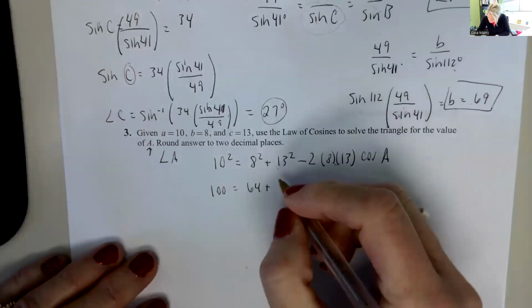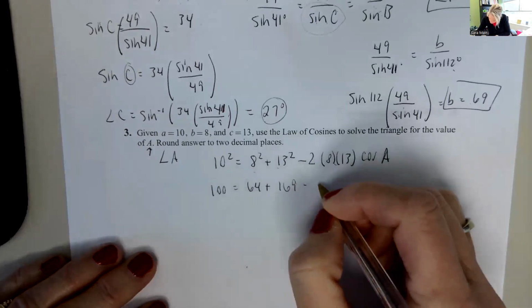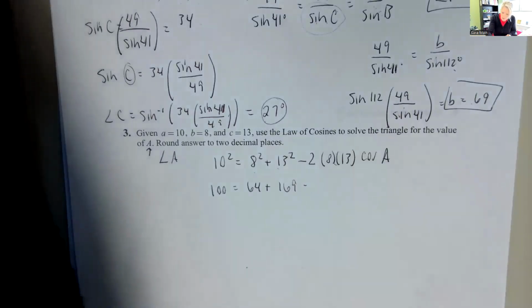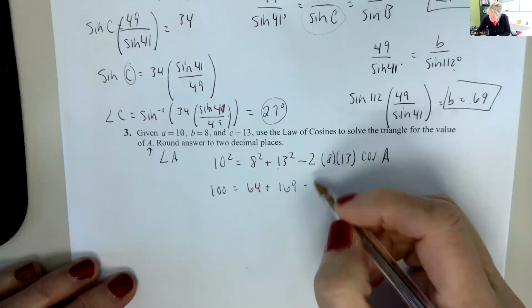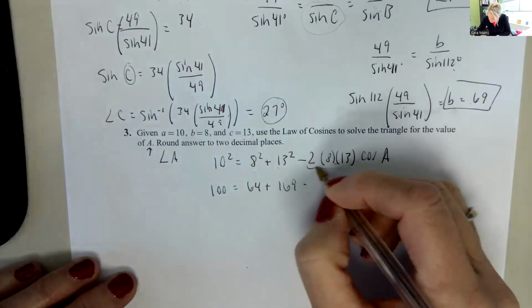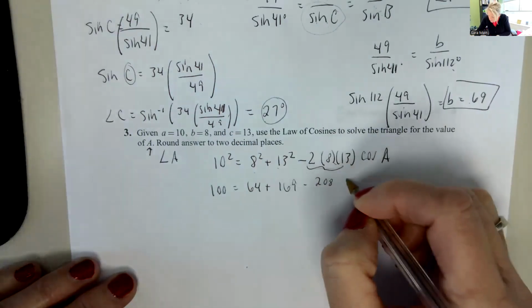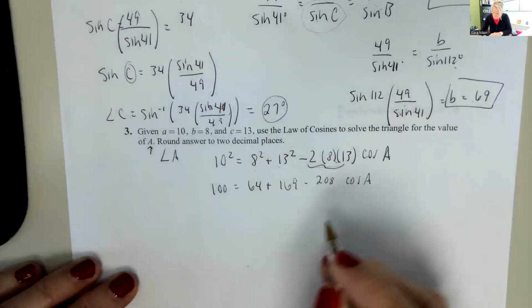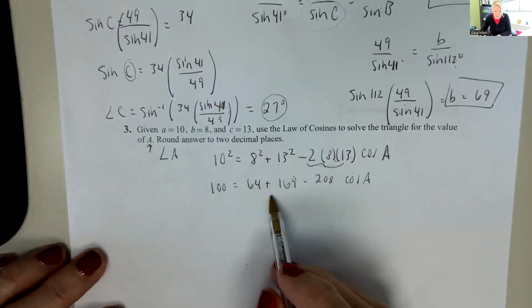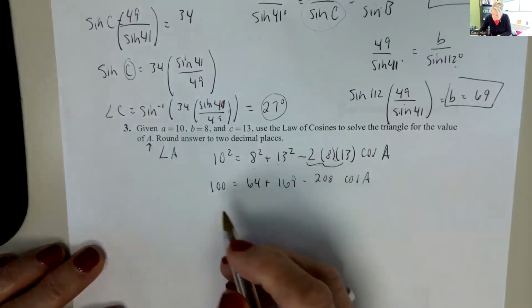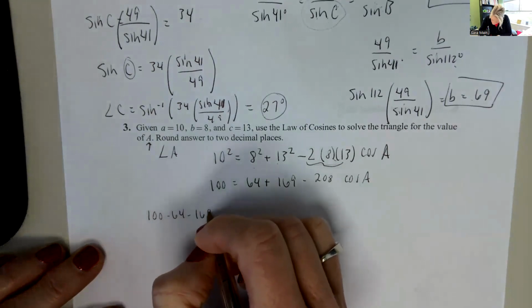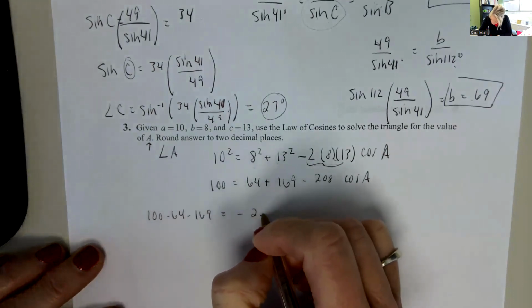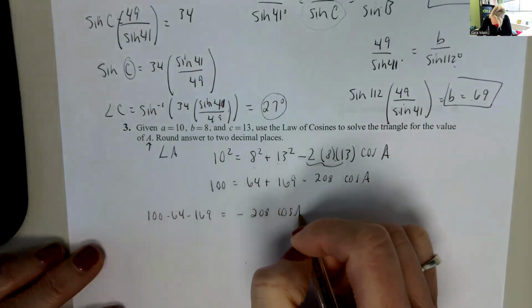Yeah, 169 minus 2 times 8 times 13. So this right here is 208 cosine of A. So I'm going to subtract 64 and 169 from over here. So it's going to be 100 minus 64 minus 169 equals a negative 208 cosine of A.